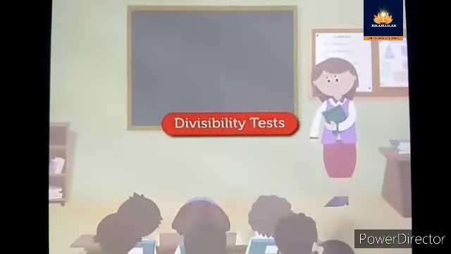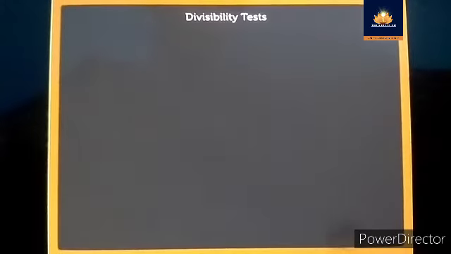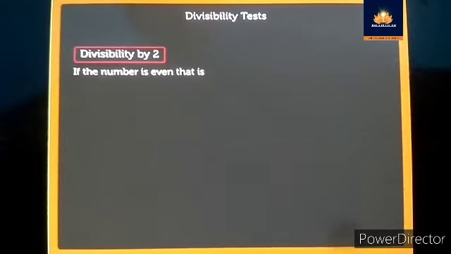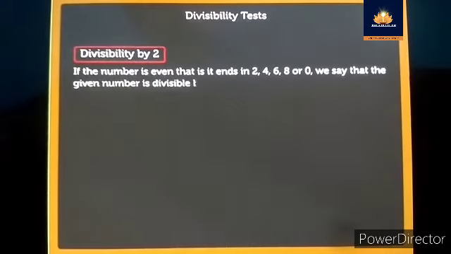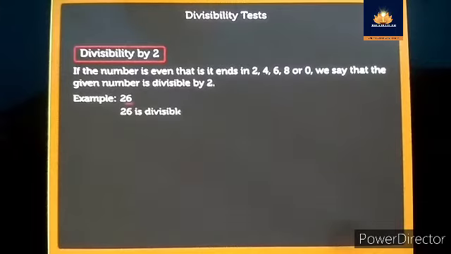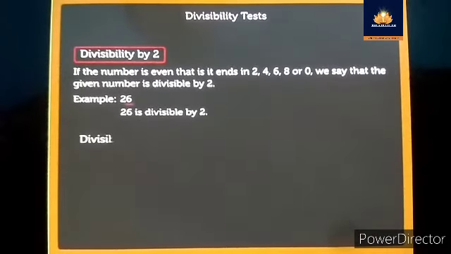Let us learn the divisibility test. You can apply these rules too while dividing the numbers. Divisibility test, divisibility by 2. If the number is even, that is it ends in 2, 4, 6, 8 or 0, we say that the given number is divisible by 2. For example, 26 ends in 6. Thus, it is divisible by 2.